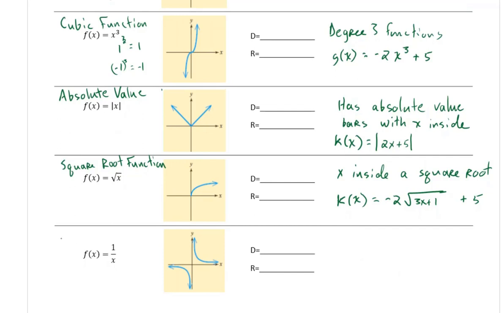These are called rational functions. And with them, the graph splits. This is the standard rational function. It's called the reciprocal function. You don't need to know that. You just need to know the classification, which is rational functions. And that's going to be any function where x is in the denominator.